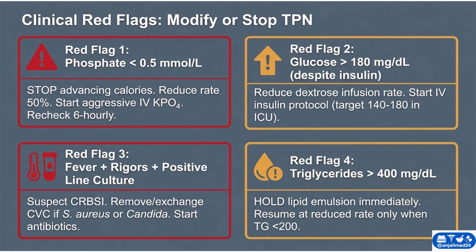In patients with fever, rigors, and a positive central line culture, suspect a catheter related bloodstream infection. Remove or exchange the central venous catheter when indicated, especially in Staphylococcus aureus or Candida infections, and start appropriate antimicrobial therapy. Finally, if the triglyceride levels exceed 400 milligrams per deciliter, stop the lipid emulsion immediately and restart only after triglycerides fall below 200 milligrams per deciliter. Remember, early recognition of these red flags can prevent life threatening complications and improve the patient outcomes.